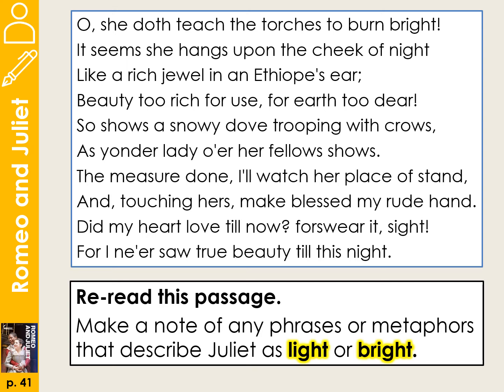These are Romeo's words that he says when he sees Juliet for the first time. I'm going to read this so that you can follow the text as I'm reading it to you, and you can see that we've got a bit of a task. As you're listening, think about any phrases or metaphors that he uses to describe Juliet as light or bright.